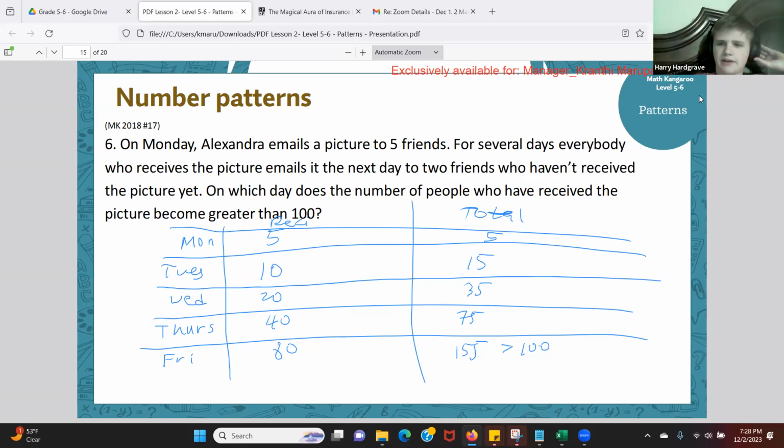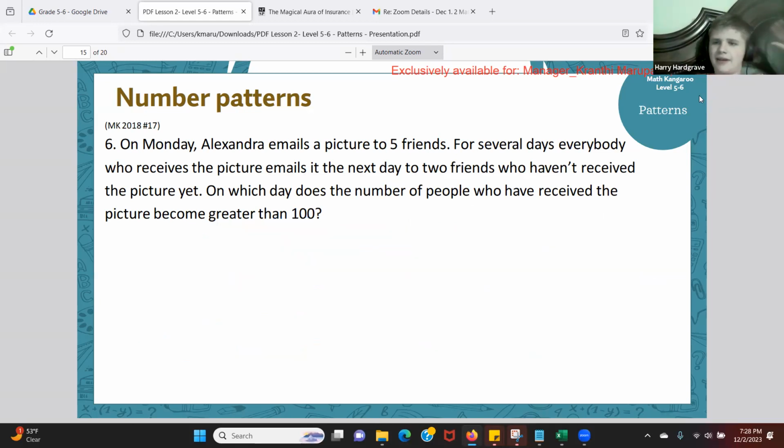Topoli, do you mind erasing so I can explain a mistake that I made when reading this problem? Yeah, sure. So when I read it, I saw that Alexander emails a picture to 5 friends. So 5 friends receive it on the first day. And then those 5 friends send it to twice as many people as there. So 10 friends received it the second day.